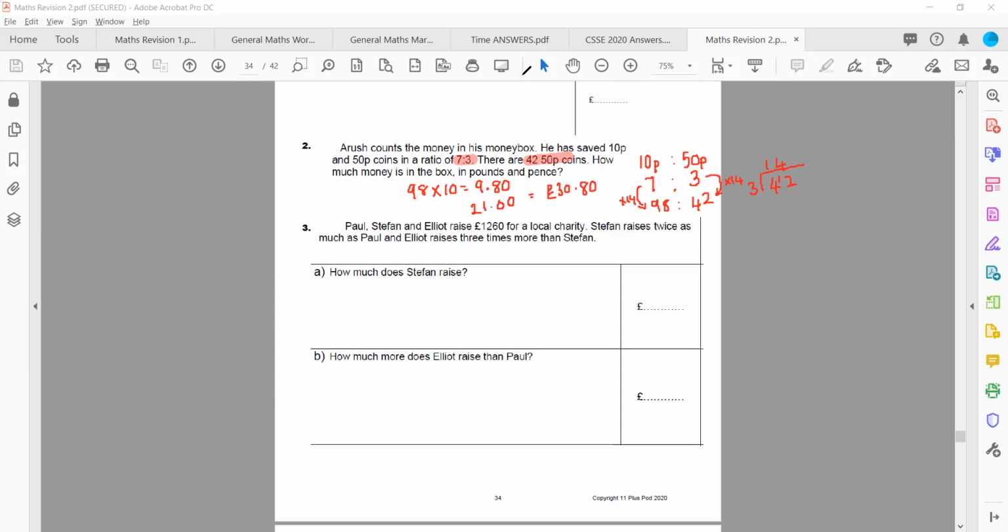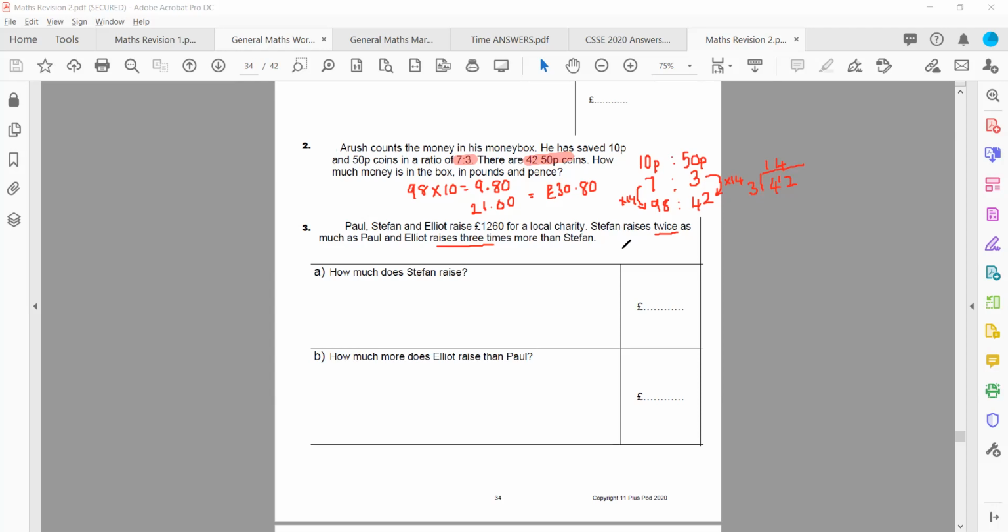Right, let's have a look at one more ratio question here. So this is very similar to the question in the 2020 paper, and quite similar to the one with Elsie, Francesca and Gayati that we did in the lesson. So if we look here, we've got Paul, Stefan and Elliot raised 1,260 for a local charity. Stefan raises twice as much as Paul, and Elliot raises 3 times more than Stefan.